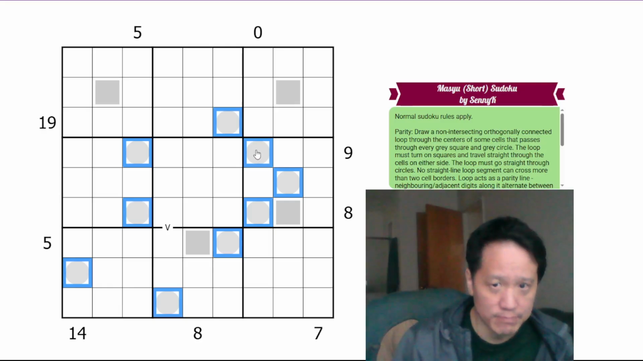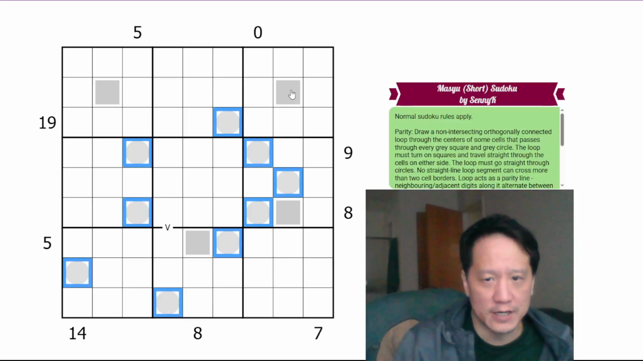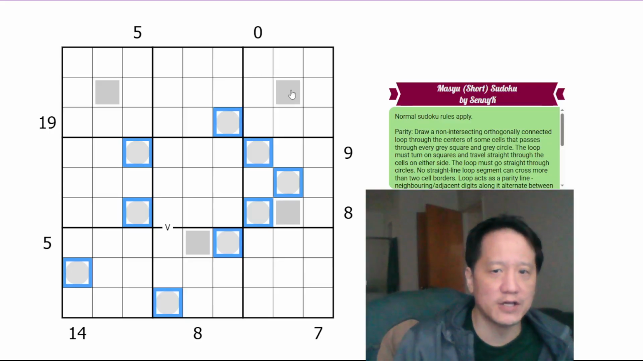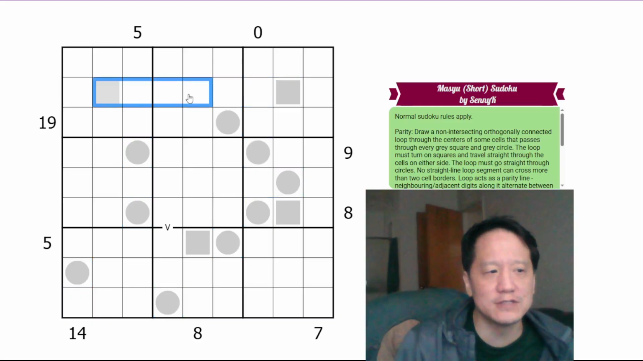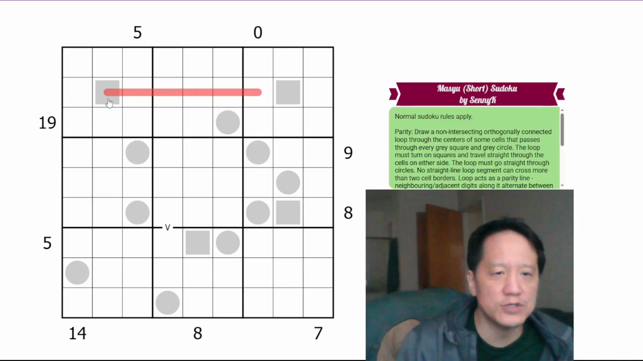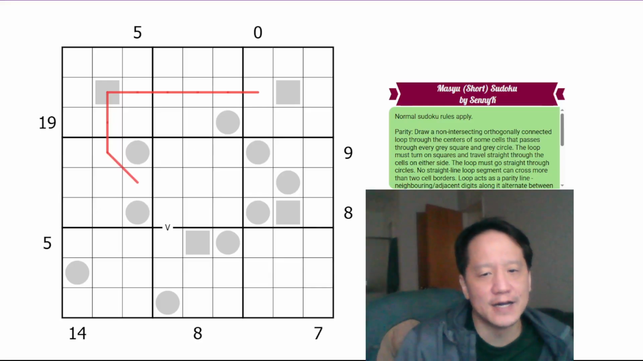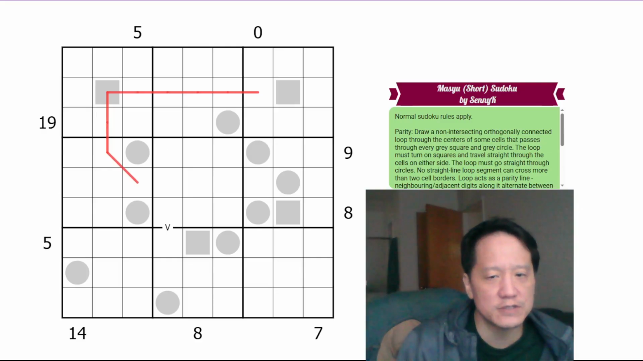So what does it mean to draw a non-intersecting orthogonally connected loop? Orthogonally connected just means that you must be able to go from one cell to another cell just through an edge. It would go this way, so this is allowed. What is not allowed is to go like that, because that's going diagonally. Orthogonally just means going through an edge in one of the spaces. And the loop must pass through every gray square and gray circle in this puzzle.